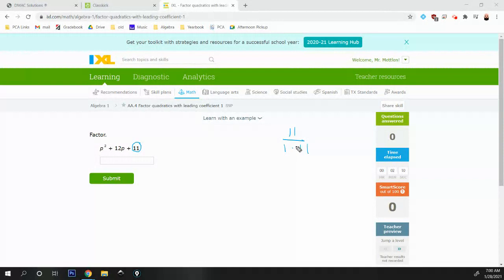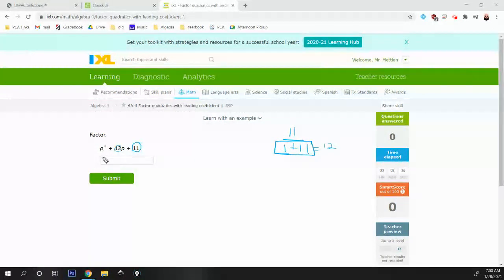Now, these are going to be my factors as long as 1 plus 11 makes this middle number right here, which is 12. Well, 1 plus 11 does make 12, so good. These two numbers are going to be my factors.